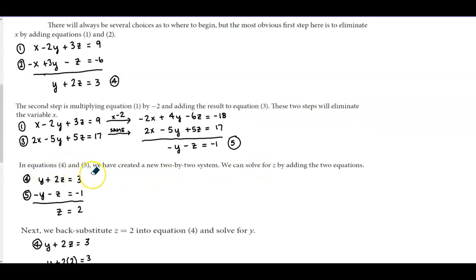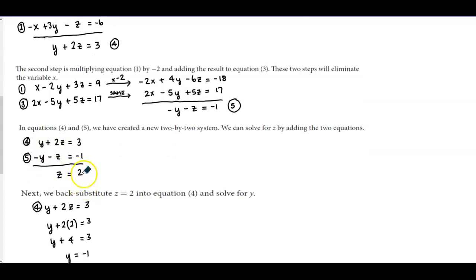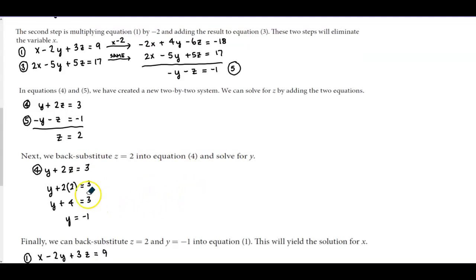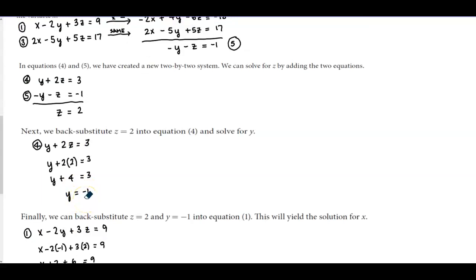So in equations 4 and 5, we have created a new 2 by 2 system, and then we can solve for z by adding the two equations. So equations 4 and 5, we're going to be able to add those together to eliminate the y variable. So we get 2z minus z, which is z. 3 minus 1 is 2. And now next, we're going to back substitute z equals 2 into equation 4 and then solve for y. So we get y plus 2 times 2 equals 3. 2 times 2 is 4. And if we subtract 4 from both sides, now y is equal to negative 1.